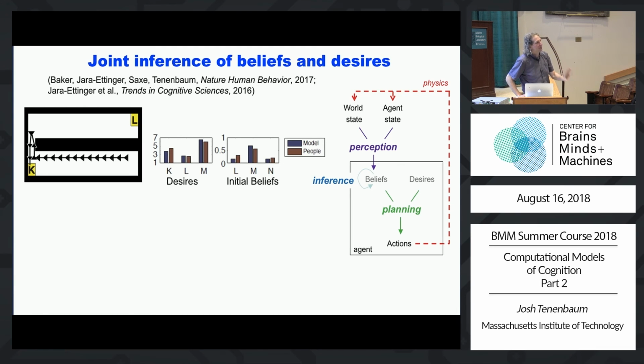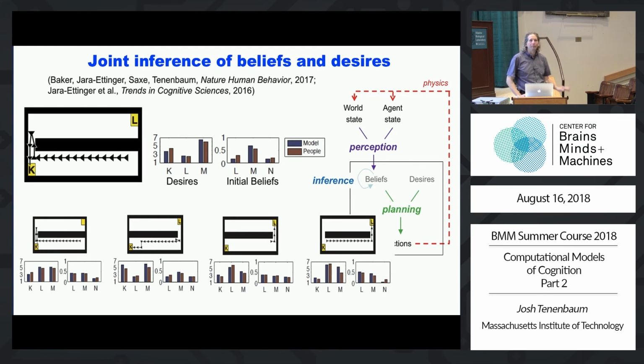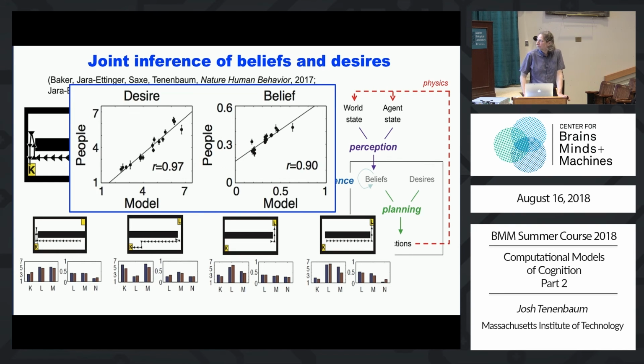The model captures that pattern of inference of joint belief desire, as well as many others. So again, in this experiment, this was the Nature Human Behavior paper that just came out last year. There's dozens of these scenarios, and the model pretty much captures all of them. Not completely, but really captures most of them. And across different conditions, again, it's very high correlations for both beliefs and desires. And we contrast it with alternative models that ablate one part or the other.